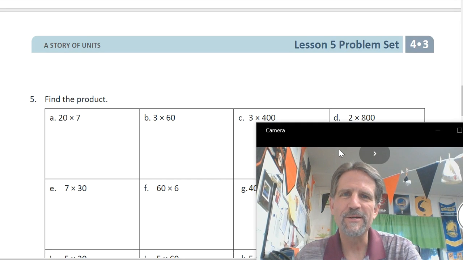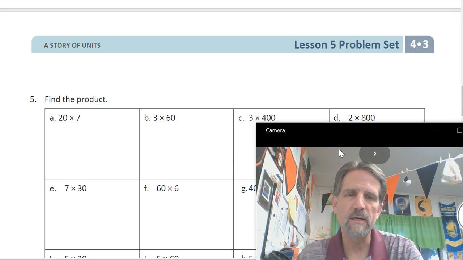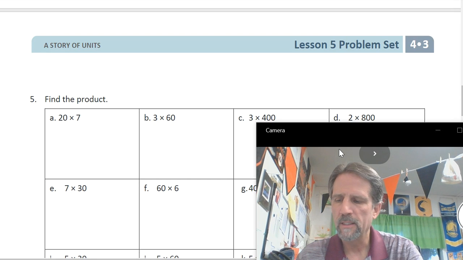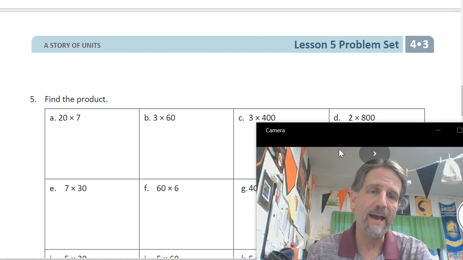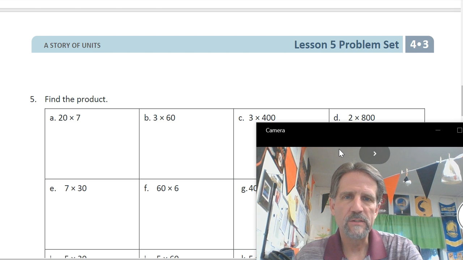Alrighty, let's get started with Module 3, Lesson 5, the problem set. In this problem set, we are going to be multiplying multiples of 10, 100, and 1000 by single digits, recognizing patterns. So we're continuing to multiply by tens, hundreds, and thousands. Well, let's get started.